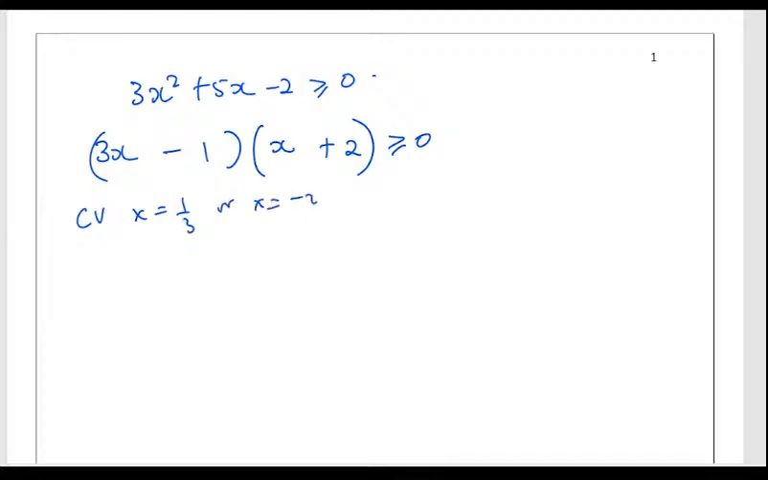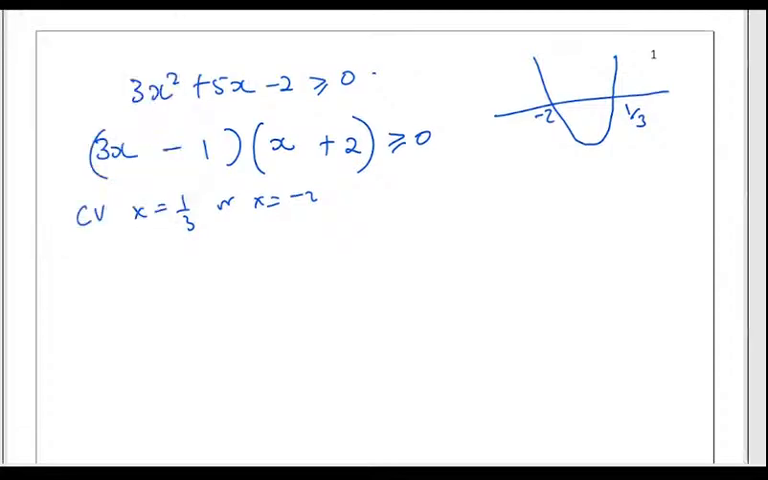Now I have to represent this. If I'm to use a parabola, our a is already positive. So if this is negative 2 and then this is a third, meaning that we're focusing on the area when it is greater than 0. So this is the shaded part that we are interested in, and this is the shaded part we are interested in. Alternatively, we can say that x should be less or equal to negative 2, or x must be greater or equal to 1 over 3. So those are the solutions for that 1.1.3.